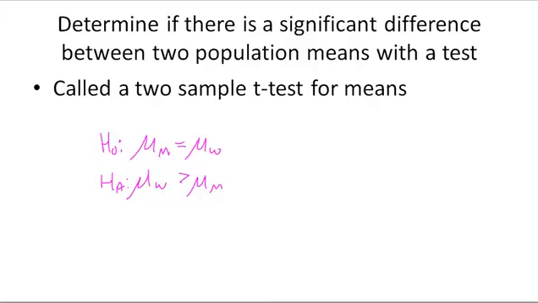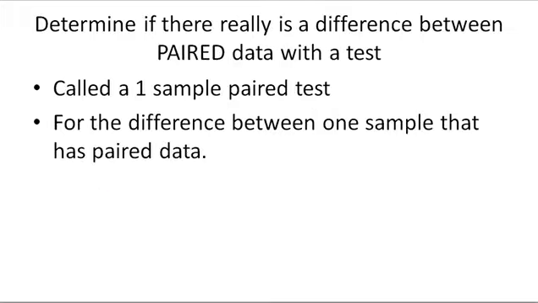All right, so that covers the 8 scenarios that we talked about, but I did mention that there are 9 scenarios. So what is that 9th scenario? Well, it's one that we've actually already talked about once in class. It's just been a while. Here we need to determine if there's really a difference between paired data with a test. This is called a one sample paired test.